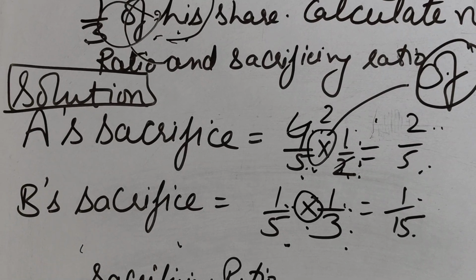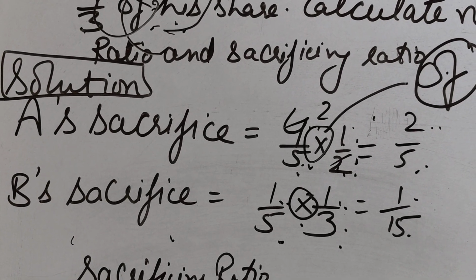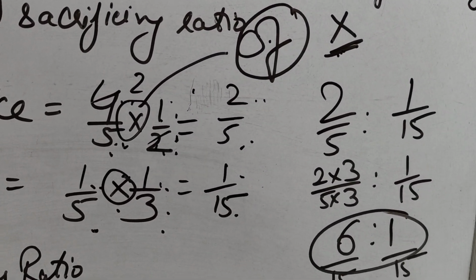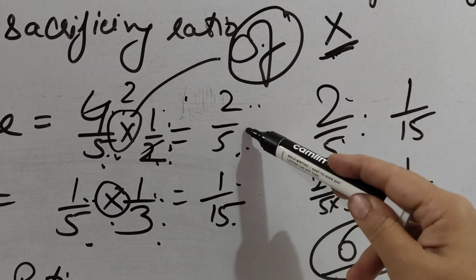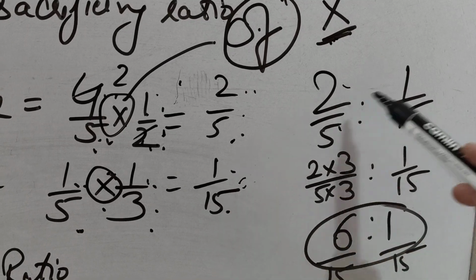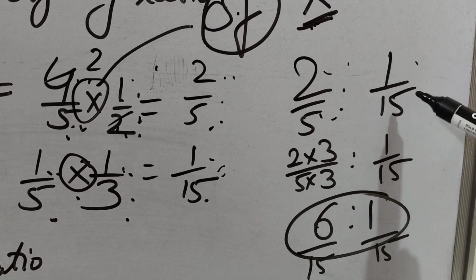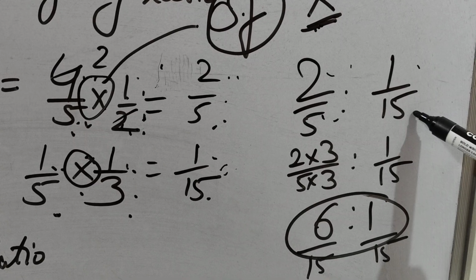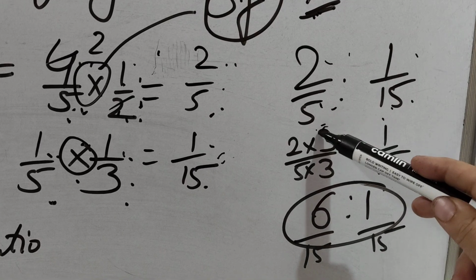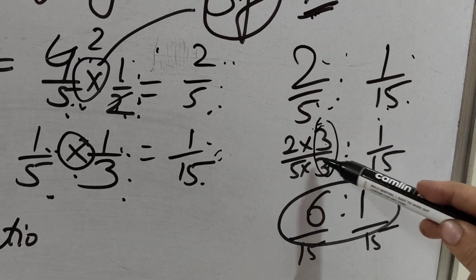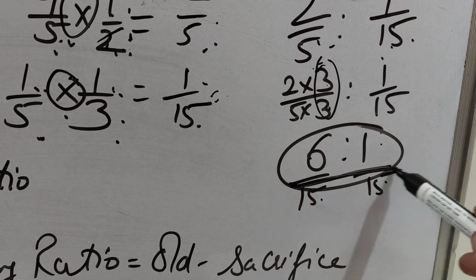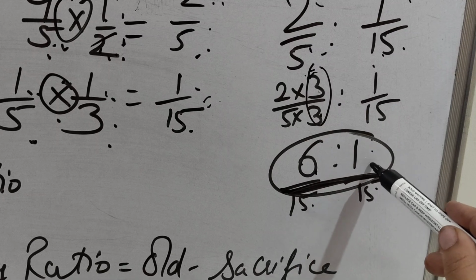B's sacrifice is 1 by 15. What is A's sacrifice? That is 2 by 5. And what is their mutual sacrifice if we have to calculate? We take A's sacrifice 2 by 5 and partner B's sacrifice 1 by 15. 2 by 5 is to 1 by 15 is their sacrifice individually. To equate the denominators, we multiplied the first value by 3. Now we got 6 by 15 is to 1 by 15. So what is their mutual sacrifice? That is 6 is to 1.